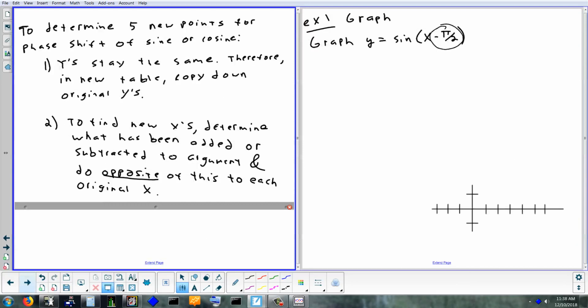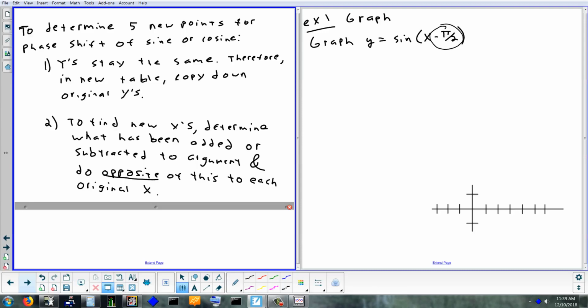So you look at what you've added or subtracted, and you do the opposite of that. Now you've got to be careful because this is 4 transformations. 2 transformations, you do the opposite. 2 transformations, you don't. Phase shift is one of the transformations where you do the opposite. So you just have to remember that. Where you start running into trouble is when you do the opposite when you shouldn't be. But this is one that you should.